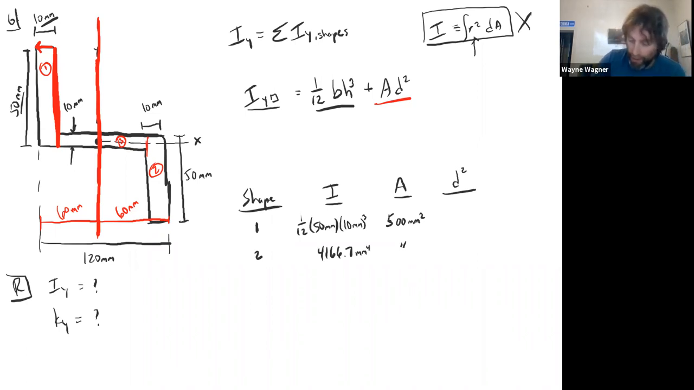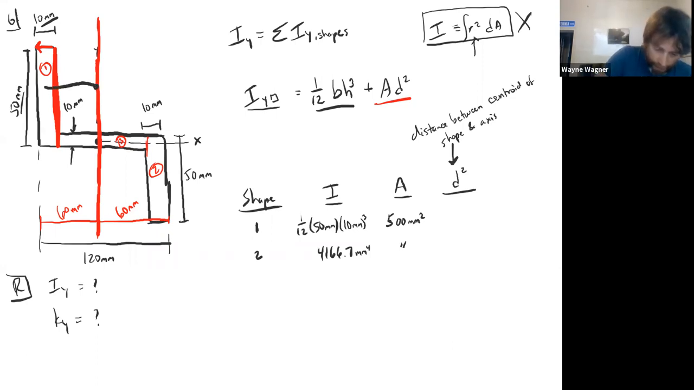Now the distance here, and this is key, this is the distance between the centroid of the shape and the axis that you're taking the moment around. Basically in this case, we're going from here to here. This is the axis right here, and the centroid is a rectangle, so it's going to be halfway in the middle of that. So you have to figure out what that distance is.